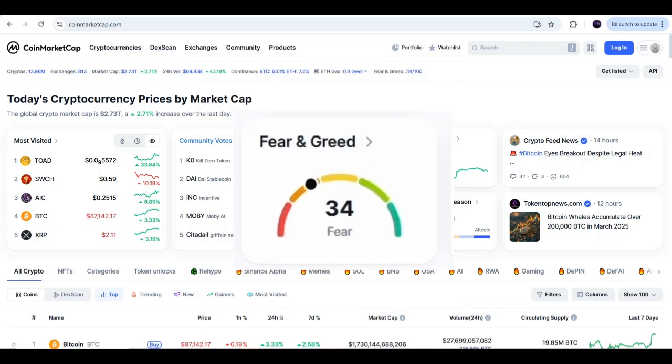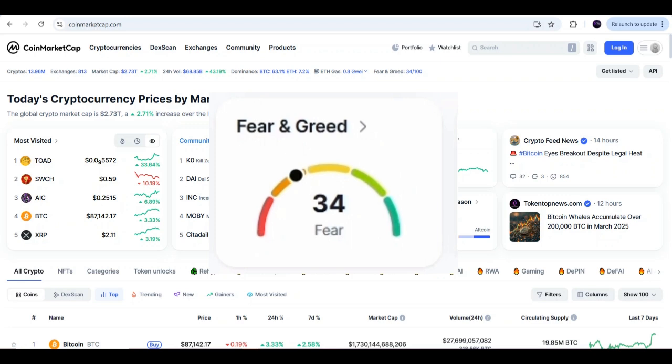The Fear and Greed Index is a powerful tool that shows us the current sentiment in the market, whether fear is dominating or greed is taking over. When it's in the red, fear is high. When it's green, greed is in control. It's the key indicator to watch, especially in uncertain times.